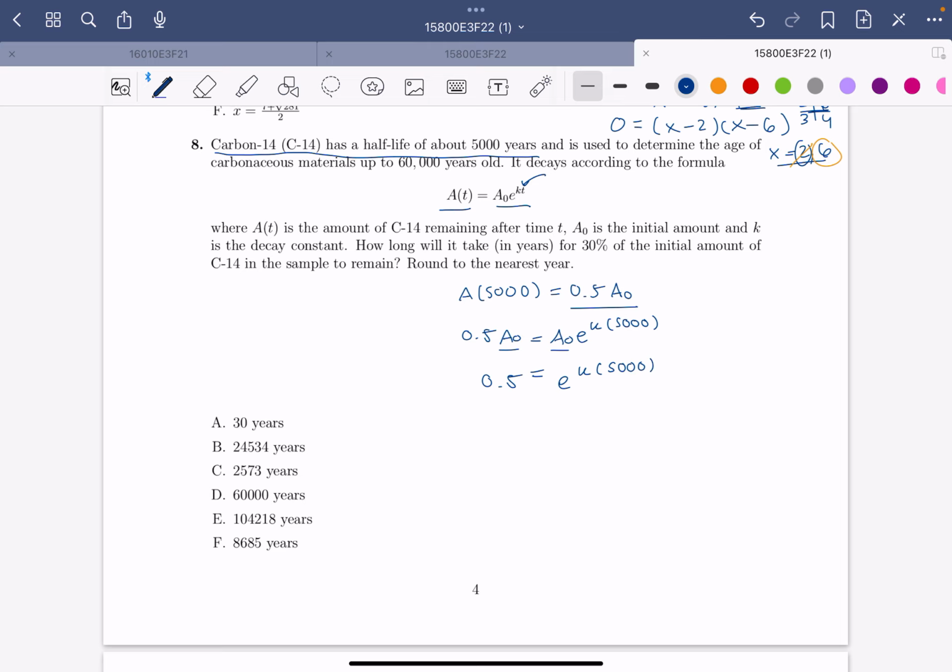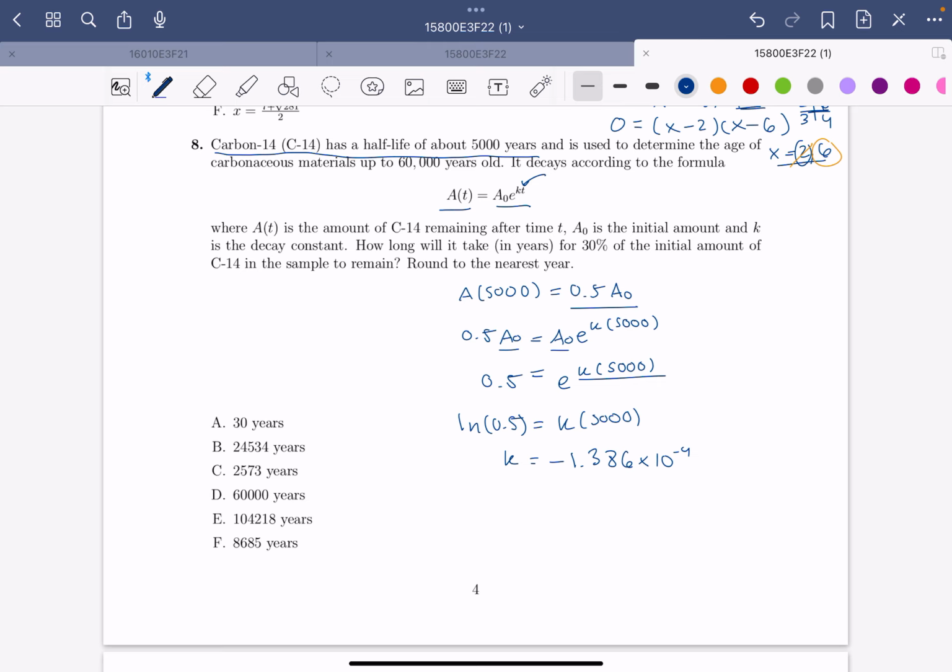And now we can take the natural log to lower this down. So the natural log of 0.5 equals k times 5,000. If we divide ln, the natural log of 0.5, by 5,000, we end up getting that k equals negative 1.386 times 10 to the negative 4. I don't think anything more than 3 decimals is super necessary for this. Just keep in mind, the more sig figs you have, the more accurate your answer is.